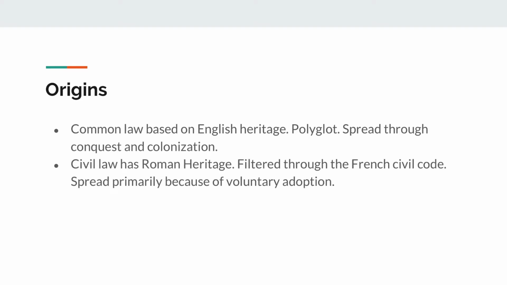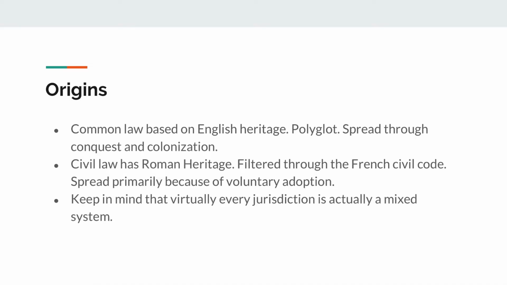Civil law has a different type of heritage. Civil law has Roman heritage. Roman heritage filtered through the French Civil Code. Remember, the French Civil Code is the most influential legal document in the world. Civil law has spread because of voluntary adoption by new states. As new states joined the international community, those states tended to adopt civil law as their basis. However, keep in mind that virtually every jurisdiction is actually a mixed law system. There are elements of the common law and the civil law in virtually every legal system.